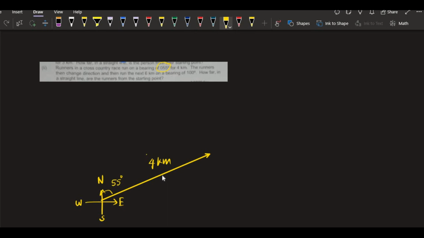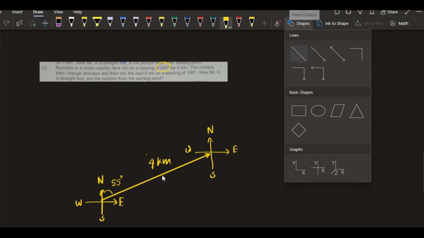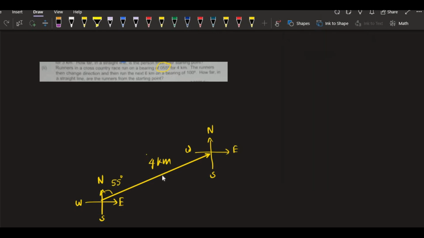The runners change direction and then run 6 kilometers on a bearing of 100 degrees. So once again we need to take a compass here. North, east, south, west. The bearing is 100 degrees. So from the north we need to take 100 degrees. So here to here. This angle is 100. The distance is 6 kilometers.